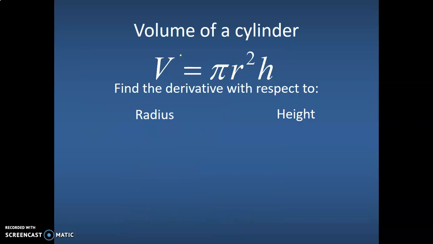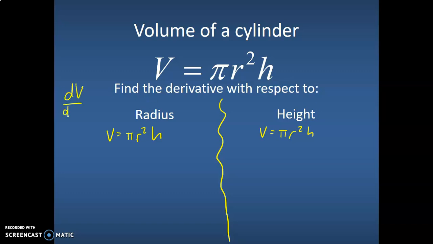All right, let's look at a formula that has 2 variables in it. So I want to find the derivative with respect to either radius or height. And I've got the same formula for both of them. So I want to start with the same formula for both problems. V equals pi r squared h. Now, we're finding the derivative with respect to either the radius or the height. So for this first problem, I'm trying to figure out what is dV dr. For the second problem, I'm trying to figure out what is dV dh.